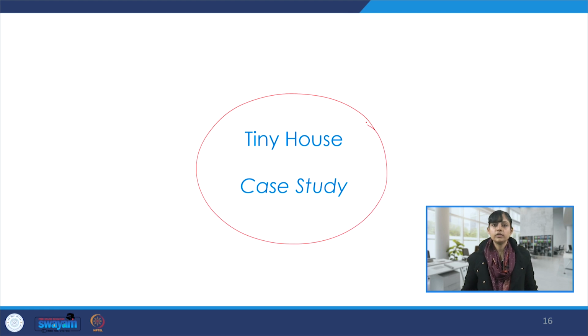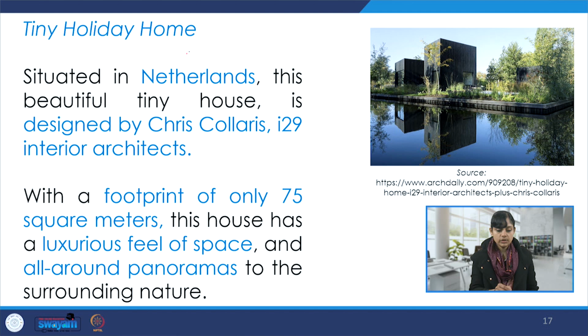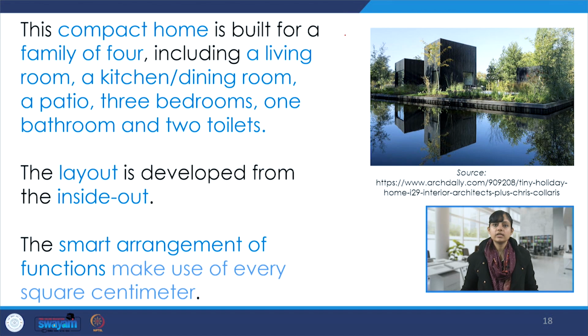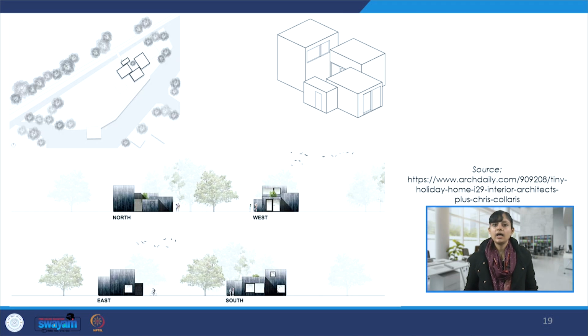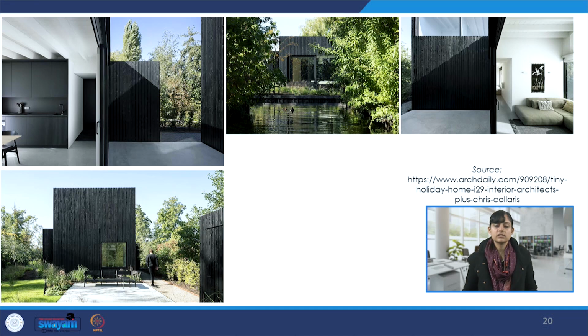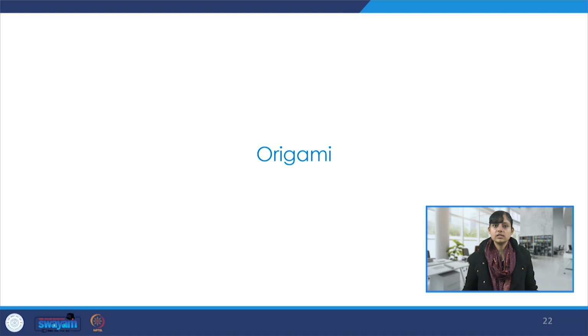I have just put one over here because I found that very interesting. It was the tiny holiday home which is situated in Netherlands, and it is designed by Chris Collaris, i29 Interior Architects, with a mere footprint of 75 square meters. And what an interesting setting it has, and what context it has, and how the compactness is achieved in this home through design and careful orientation, blocking, massing, creating nice spaces while sitting in such an interesting context which is quite nature friendly. So we saw this case study in detail.